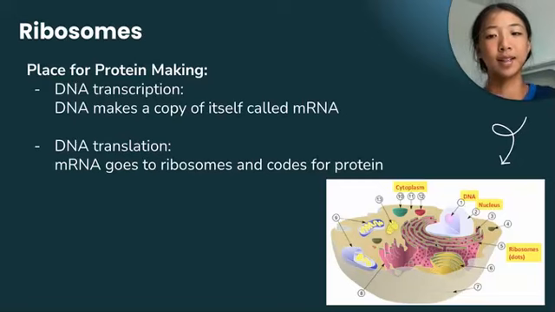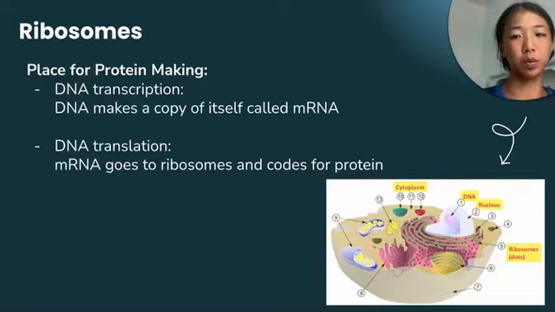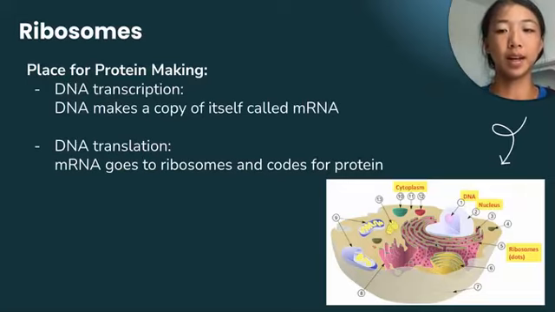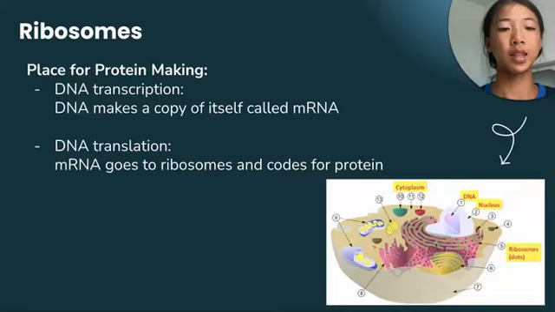We're going back to the DNA. Like we said, the DNA can only stay in the nucleus. It never leaves. So spoiled, right? And it needs two layers of protection. So this is where the ribosomes come in. This is the place for protein making, where the actual DNA gets put into use, rather than just staying in the nucleus. This is called DNA transcription and translation.